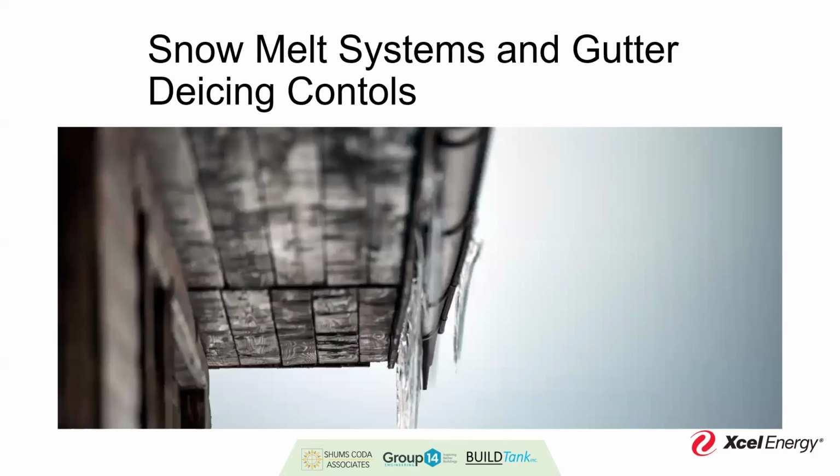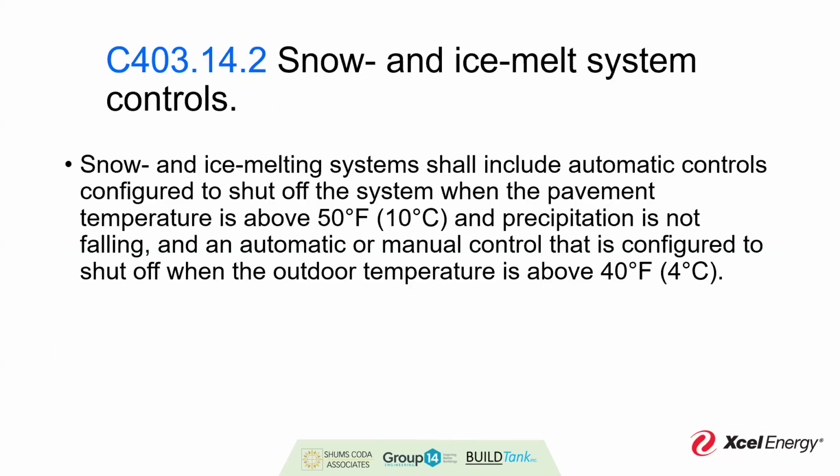And now we're jumping on to snow melt and gutter de-icing systems. So the only difference here for you between the 21 and the 24 when we talk about snow melt systems is location. Moved from 403.13.1 to 403.14.2. So a minor change in location there. But otherwise, set points are the same and control requirements are the same as they've been.